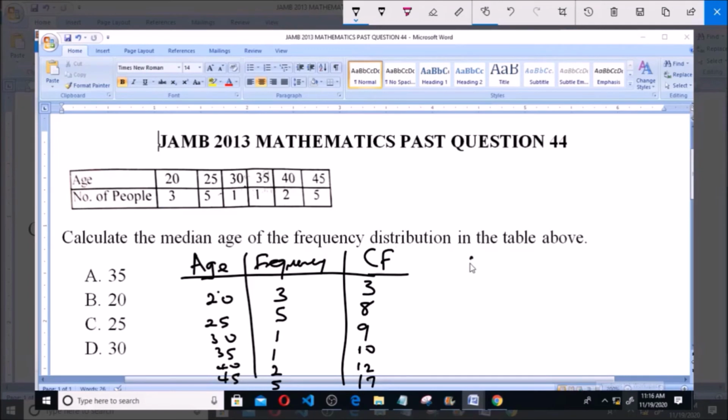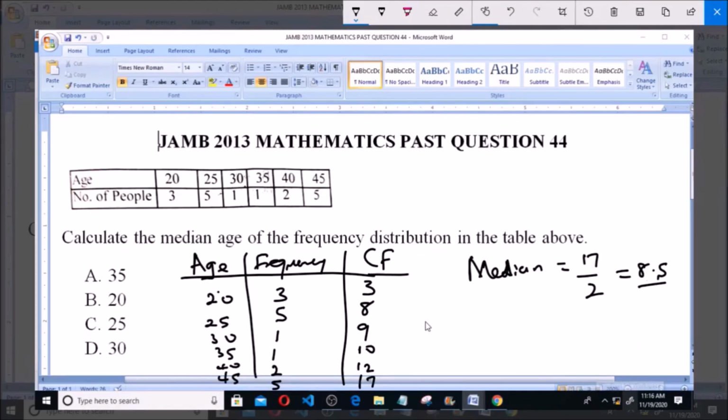Now to find the median of this distribution, we simply divide the cumulative frequency by 2, and the cumulative frequency now is 17. So 17 all over 2 will give us 8.5. Now we come to the cumulative frequency and trace which of the ages will have a cumulative frequency containing 8.5.